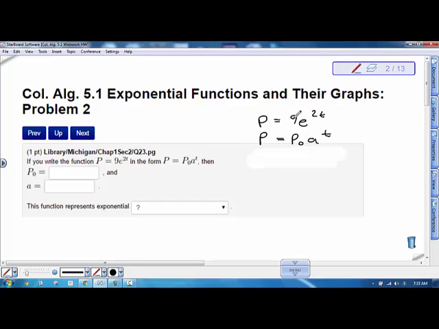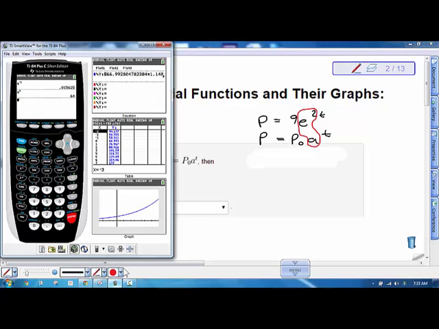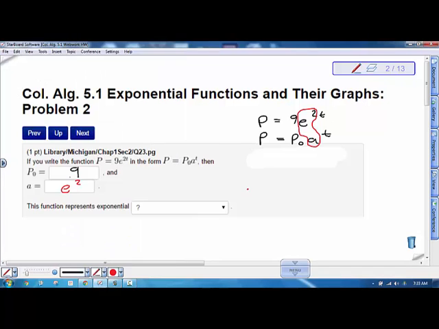So we need to compare here. P sub 0 is what's in front here, so that's 9. That's easy. And then a is, we have to compare this number to this number, right? Because there's t, so a is this number e to the second power. And I think you can enter that in as e to the second power. Otherwise, just do that in your calculator and get the decimal either way. That'd be e to the second power is 7.389.